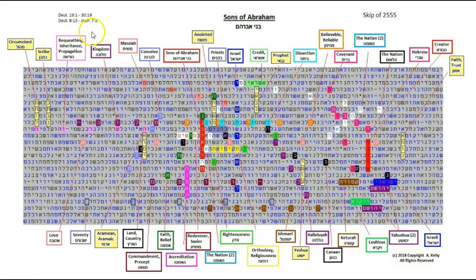Okay, so this Bible code is found almost all in the book of Deuteronomy. It goes a little bit into the book of Joshua. And the access term, sons of Abraham, is in this red, going down vertically, and it's at a skip of 2,555 letters.